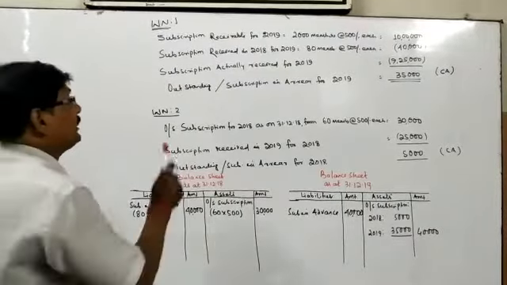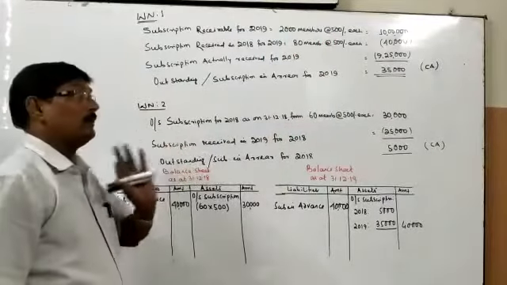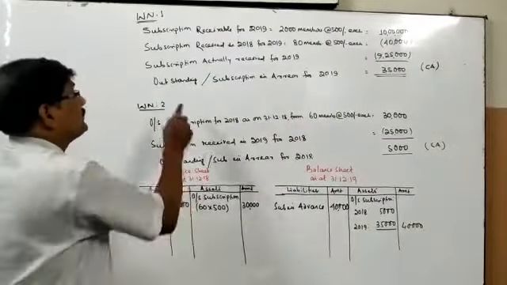ध्यान से देखो आप. Subscription receivable for 2019. It is given that the club has 2000 members and each paying 500 rupees. So 2000 members each paying 500 means the total comes to 10 lakh rupees receivable. हम लोग को इतना मिलना चाहिए. Subscription received in 2018 for 2019. It is also given that 80 members have paid their subscription for 2019 in 2018. 2018 में उन लोग 19 दे चुके हैं, तो अभी वो डबल डबल देगा नहीं. So 80 members have paid 500 rupees each, means 40,000 rupees हम लोग already received कर चुके हैं 2018 में, not now.